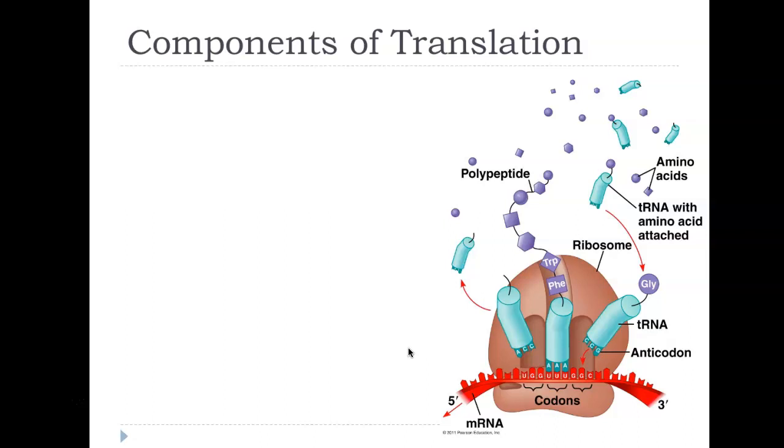It says chapter 17, part 2 notes. What you're going to do is change that 17 to a 14, because this is actually chapter 14. 17 is from my old book. So in your current book, it's chapter 14, 2, translation. What happens to that mRNA when it's ready to be translated?